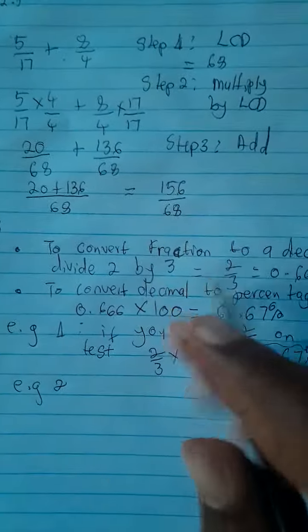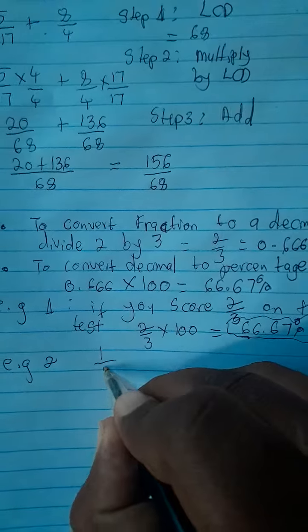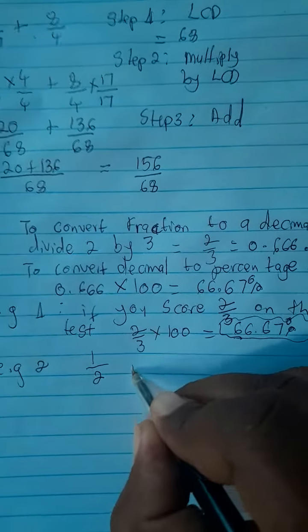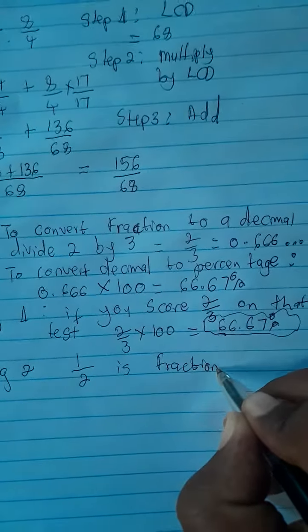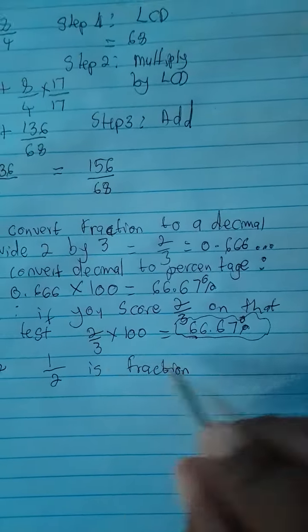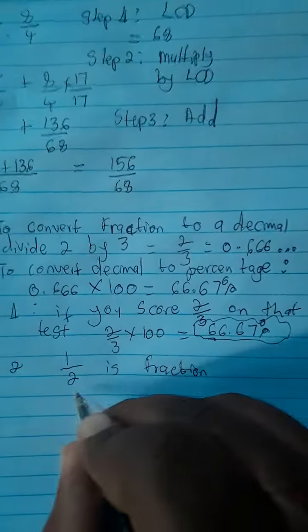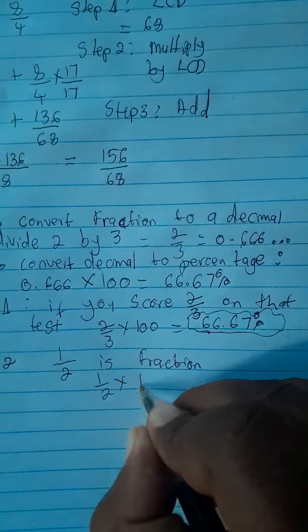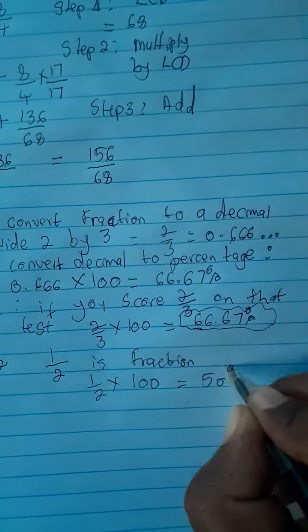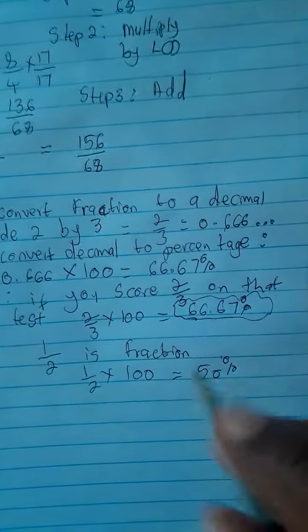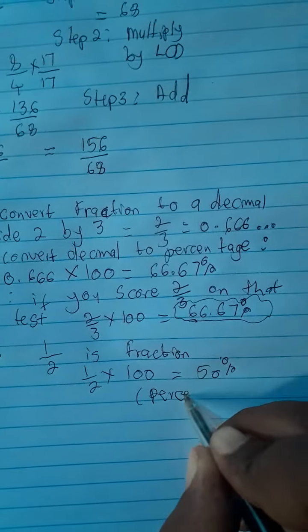Example 2. Let's say half. We are using the fraction half. We know it's a proper fraction, guys. In terms of percentage, we will say half multiplied by 100. We are going to get 50%. It's half of 100%, right? So it's going to be 50% in terms of percentage, right?